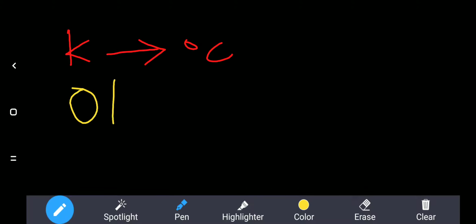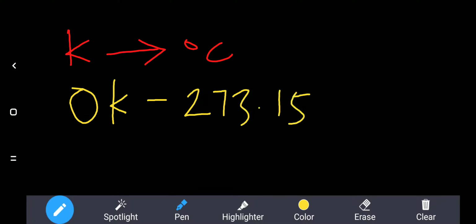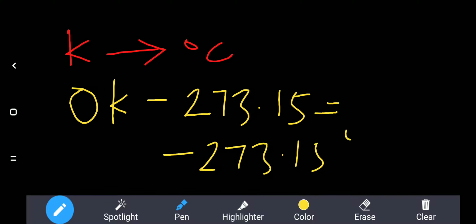Then we need to convert Kelvin to degree Celsius. Initially, we converted degree Celsius to Kelvin. Now, we are going to convert Kelvin to degree Celsius. I am given a value of 0 Kelvin. For 0 Kelvin, you are going to subtract 273.15. You get the value as minus 273.15 degree Celsius.